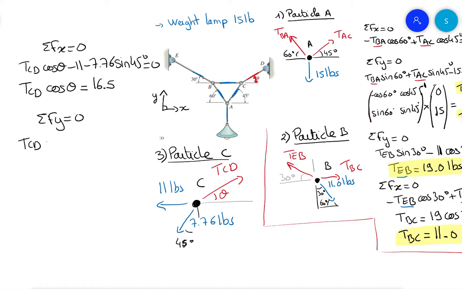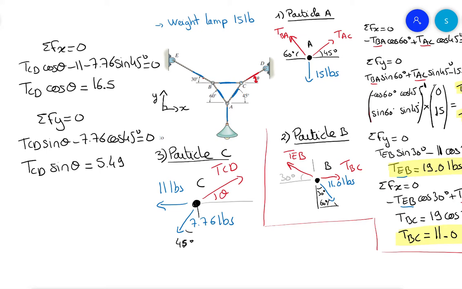And now when we do sum of the forces on Y equals 0, we got TCD sine theta minus 7.76 cosine 45 equals 0. So we got TCD sine theta equal this one minus 11. That's 5.5, 5.49.